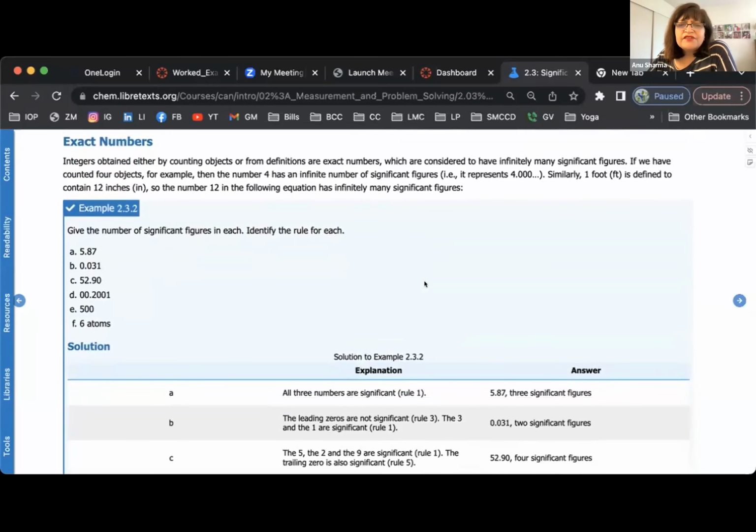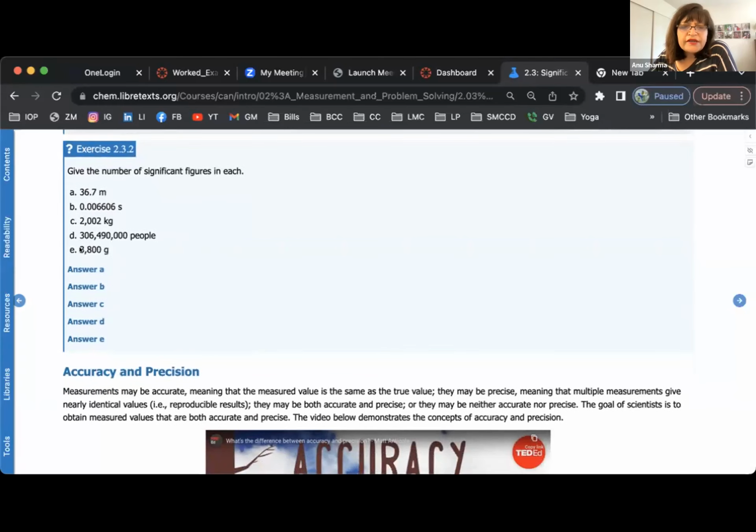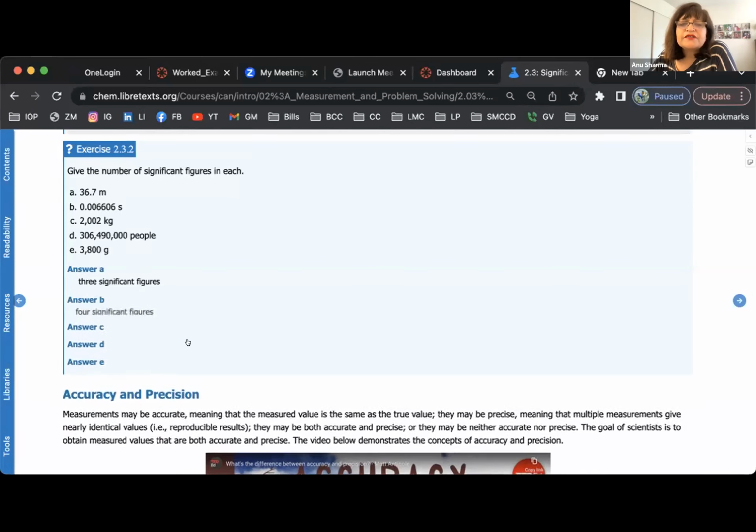Now let's do these exercises. All right, look at this exercise. Give the number of significant figures in each. Because there's a decimal, there are 3 significant figures. Now the second one, 0.006606. Here the leading zeros, all these zeros in front, are dropped, but the captive zero is counted. So 1, 2, 3, 4 significant figures.